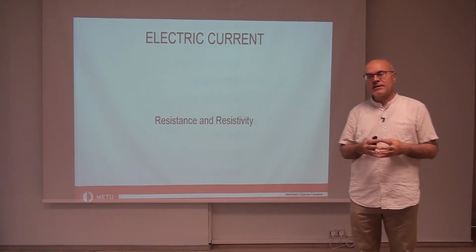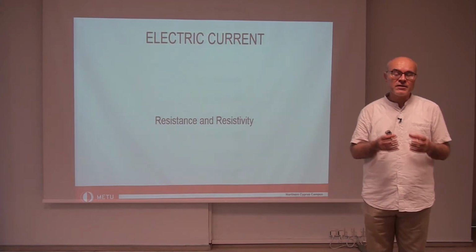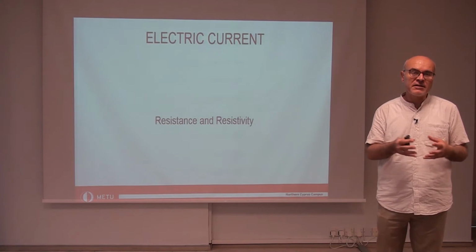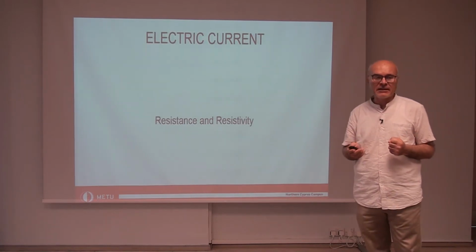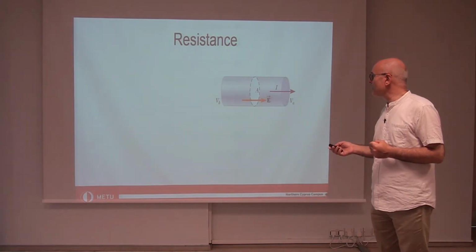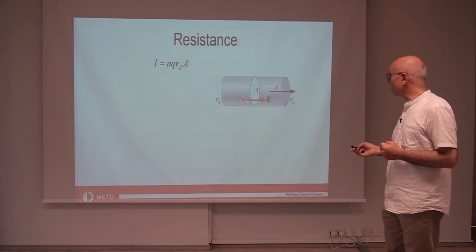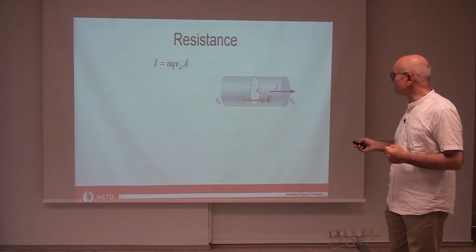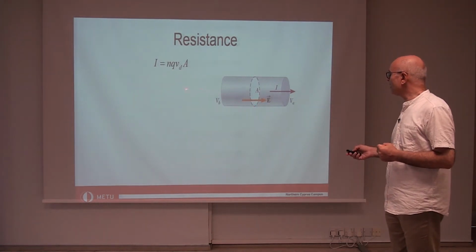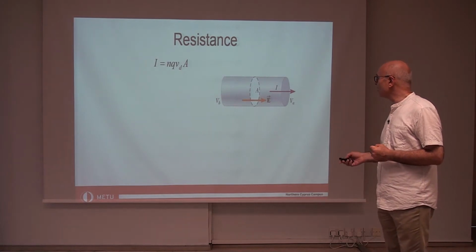Now we will be discussing another important concept of circuit elements, which is the resistance, and also connected with it the resistivity of materials. We start again with some conductor and with the microscopic equation for the current flowing in this conductor. So it's a cylindrical conductor with a circular cross section, and there is an electric field applied, and so there is a current I flowing in this conductor.